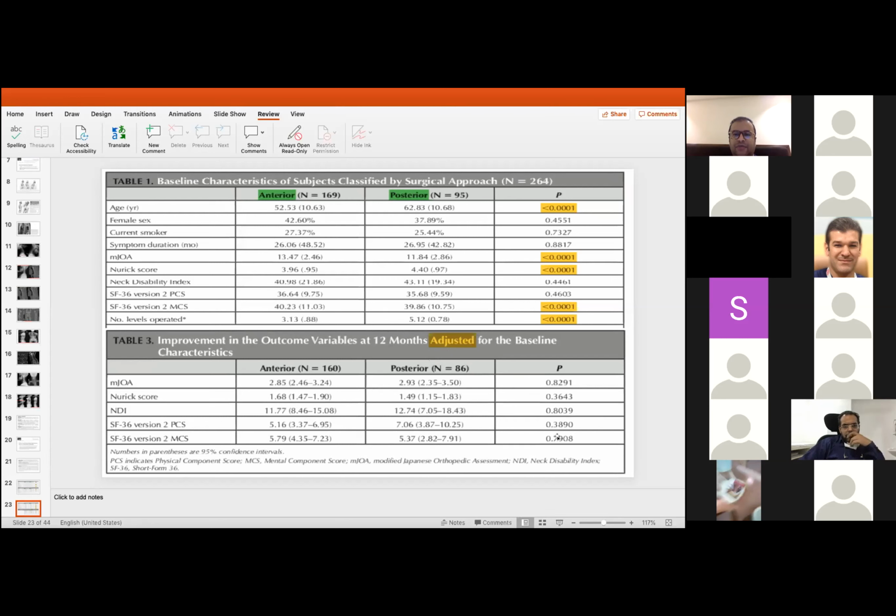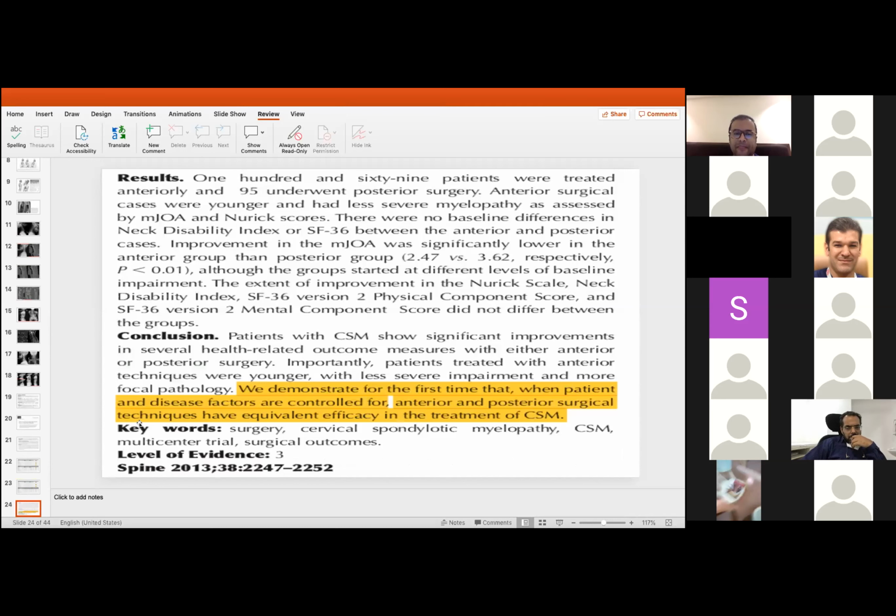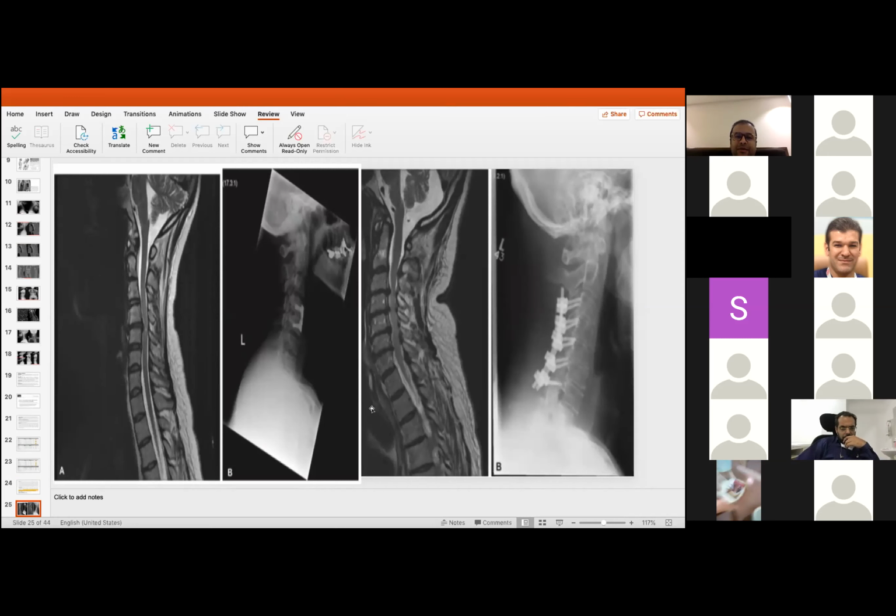So it shows you, even if you have some statistical significance when not adjusting for all of these factors, after adjusting for age and gender and smoker, we found there's no difference in all of these outcome scores. They found, it's not me actually. So they said we demonstrated for the first time, when the patient and the disease factors are controlled, the anterior and posterior surgical techniques have equivalent efficacy in the treatment of CSM. So if the pathology is anterior, you go anterior. If the pathology is multiple levels, you go posterior.